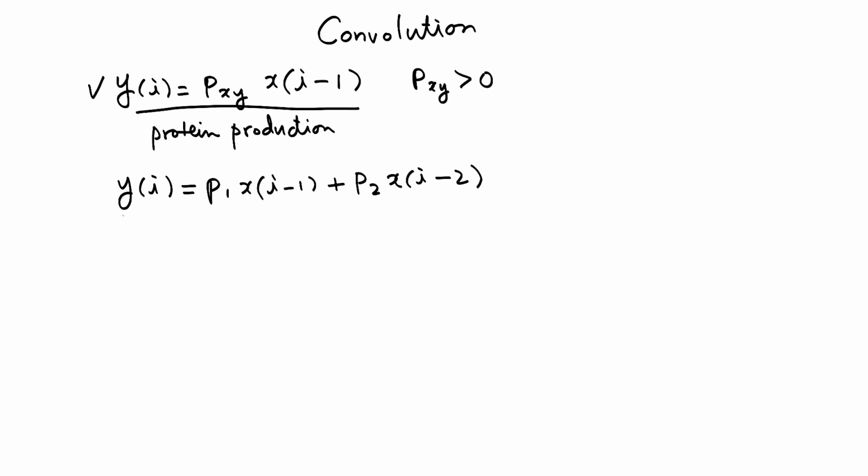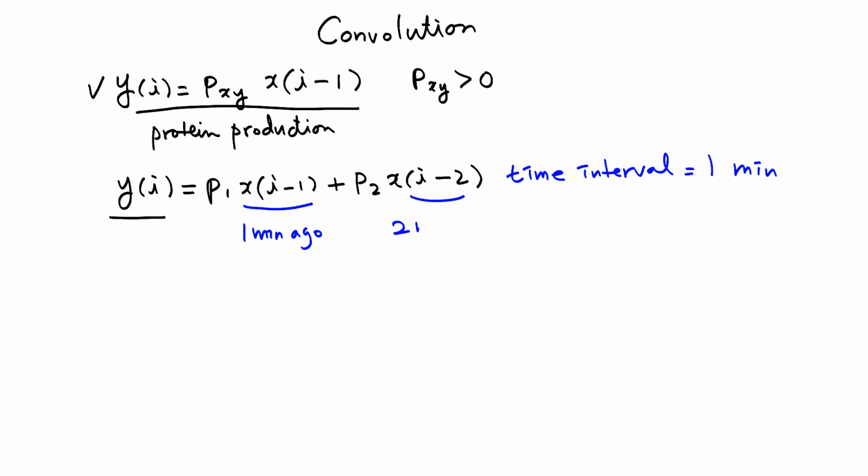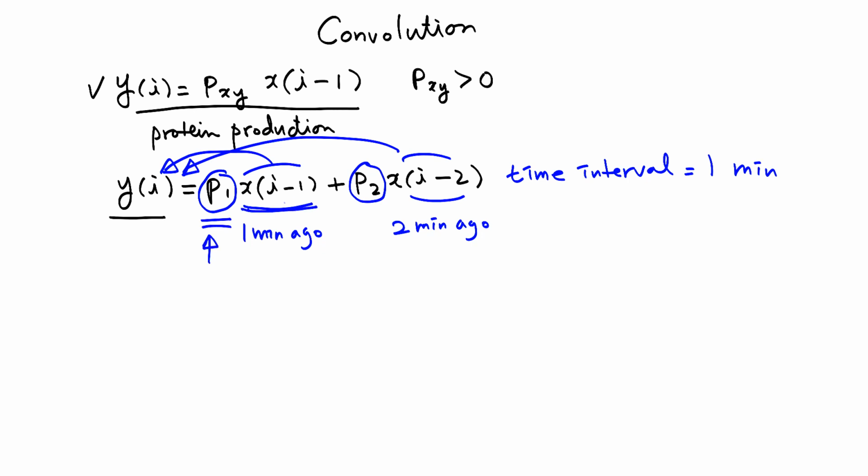This time, we are saying that current Y protein concentration depends on x of i minus 1 and x of i minus 2. Let us assume that the time interval is 1 minute. Then we are saying that the current Y protein concentration depends on X protein concentration 1 minute ago and X protein concentration 2 minutes ago. And this parameter P1 and also this one P2 tells us how much each X contributes to Y. So if this value is large, then x of i minus 1 is contributing to y of i a lot.